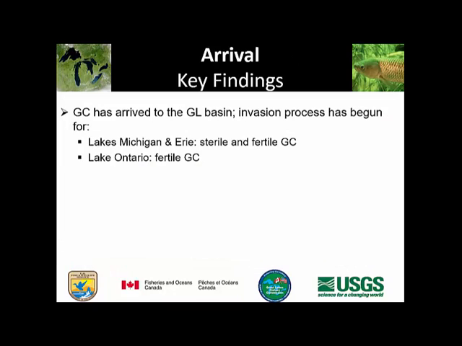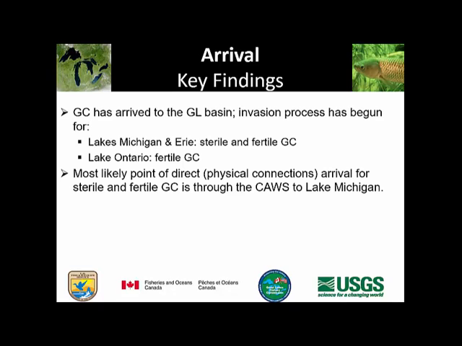So let's look at some key findings, starting with arrival. The first and rather sobering piece of news is that grass carp has arrived into the Great Lakes Basin. The invasion process absolutely has begun in Lakes Michigan, Erie, and Ontario. In all three of those places, the invasion process has started for fertile grass carp, and for sterile grass carp in Lakes Michigan and Erie.